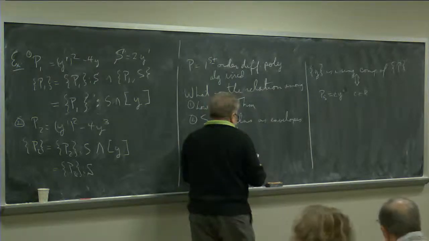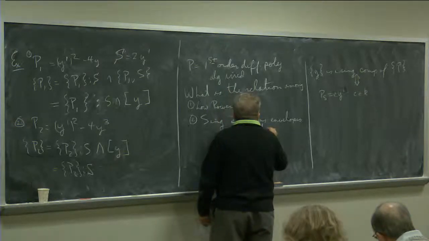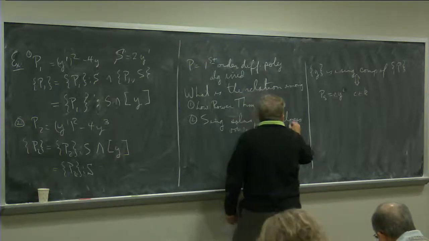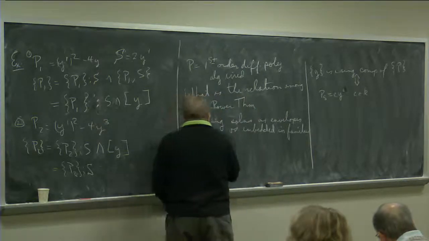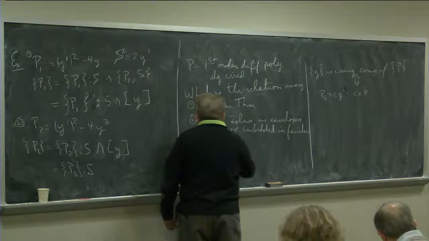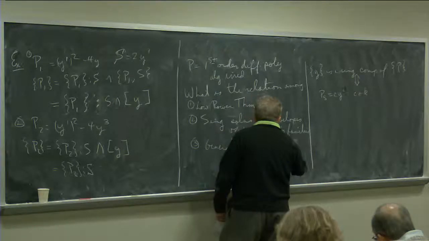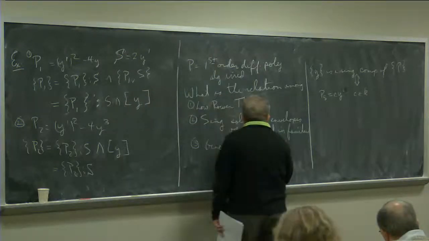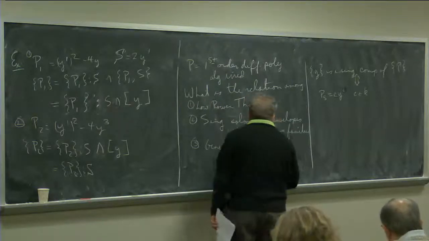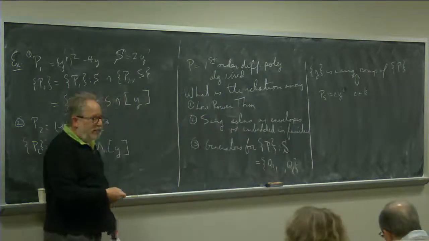Singular solutions as envelopes, versus parts embedded in families. And three, generators for this. That is, I'd like to write this as the radical ideal containing a certain fixed set of polynomials.